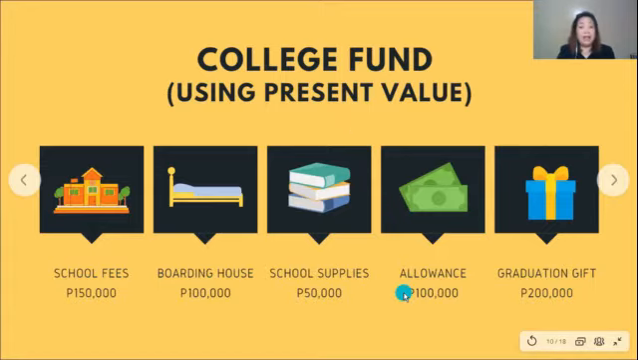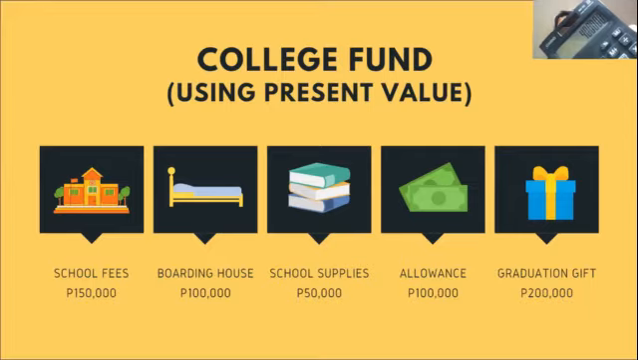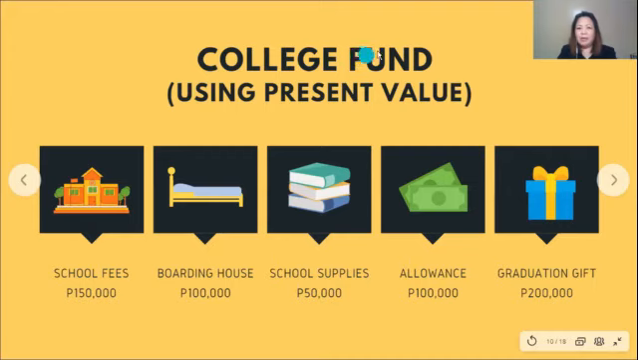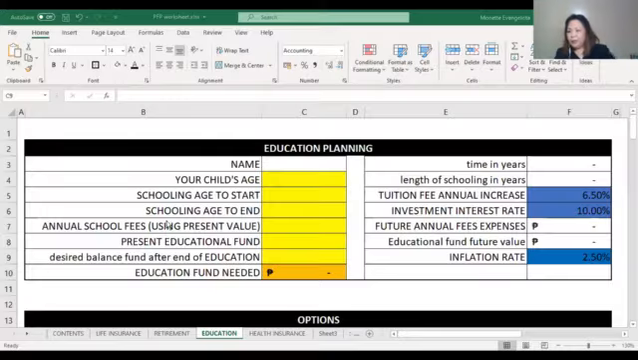So as her financial planner, I need to determine now how much is the future cost or the future value of these fees, no? So 150 for the school fees. Let me just use my calculator, no? 150 plus boarding house is 100,000, school supplies is 50,000, and allowance of 100,000. Okay, so which means that it is around 400,000 per school year. Kaya yung graduation gift later pa yon. So let me just show you now. Okay, can you see that now?